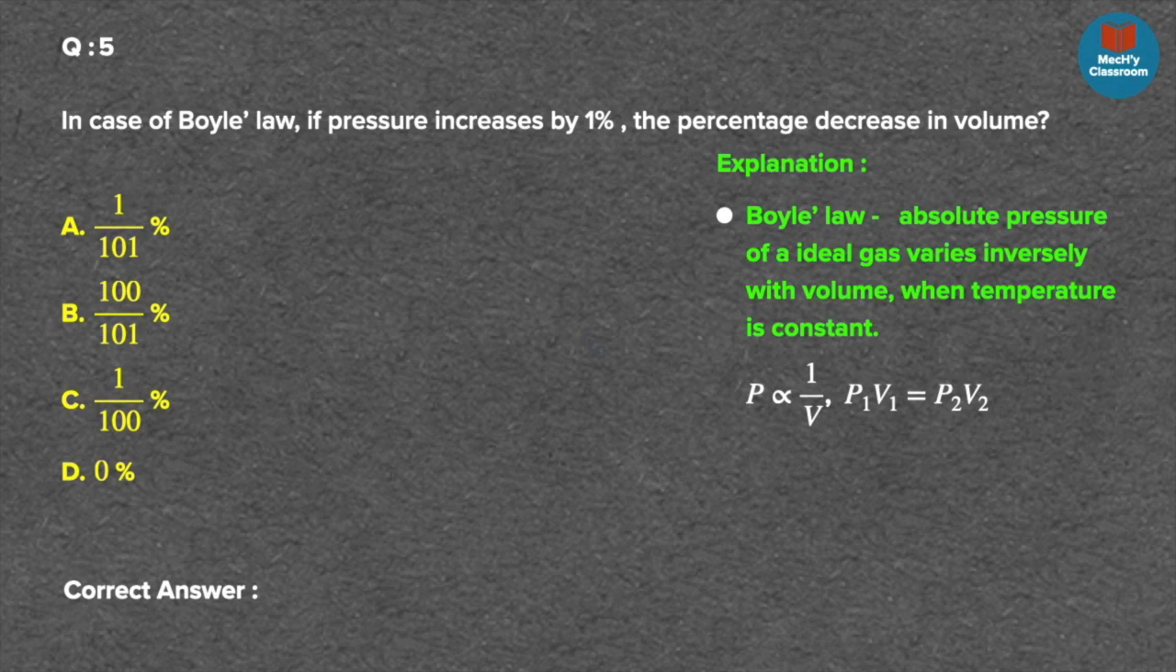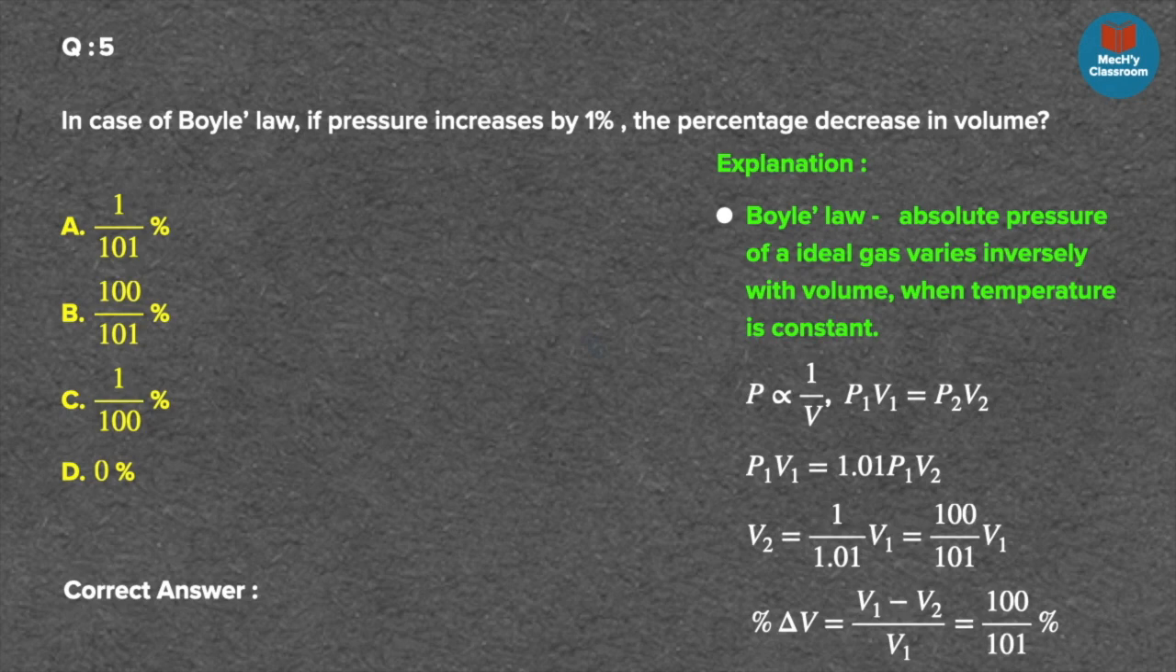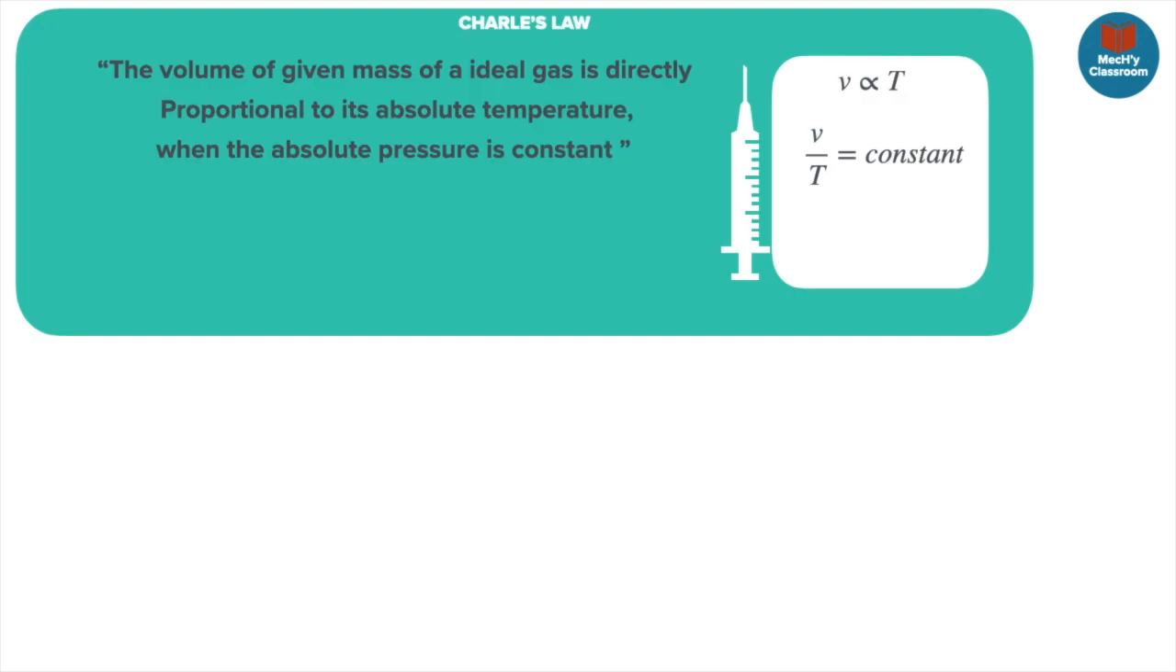In the question it is given that if pressure increases by 1%, that is if P2 is 1.01 of P1, substituting in the equation we get P1 V1 equal to 1.01 P1 V2. Rearranging the equation we get V2 as V1 by 1.01, which is equal to 100 by 101 V1. And the question asked is the percentage decrease in volume. The formula for that is (V1 minus V2) by V1. After substituting, we get answer as option B. Now, let us discuss some more gas laws.